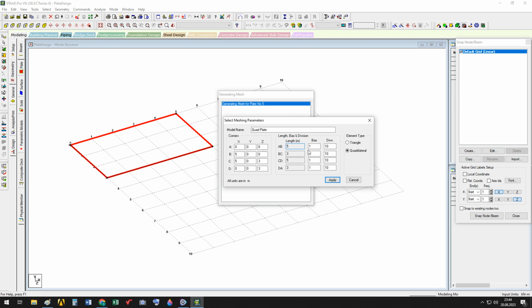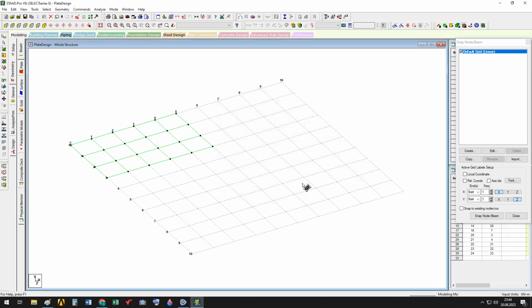Number of divisions. These are the lengths of the edges of the plate. I think here is AB. Let's make 5 divisions here, and for CD, let's make 5 divisions. And along BC and DA, I want 3 divisions. As a result, I want all beam elements and plate elements composed of 1 meter edges. Apply. Okay. We have created them.